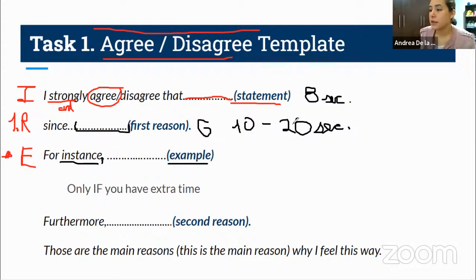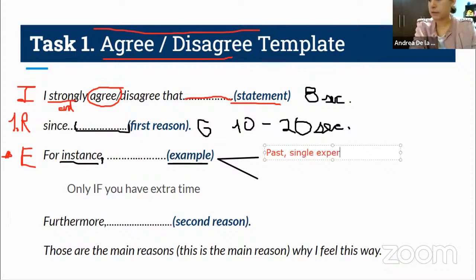But I would say that the two best options, this depends, and when we're practicing, I will tell you, the best thing that you can do to earn a really high score, a level 5 score, is to have a past single experience, personal experience. That is the best thing that you could do.